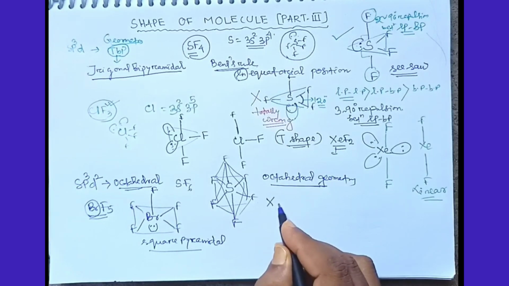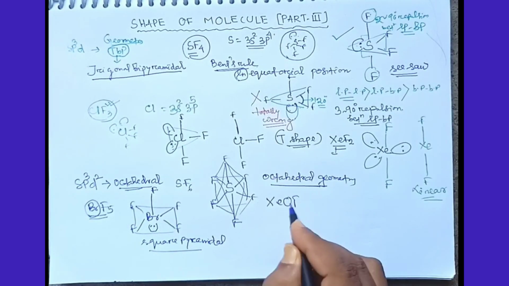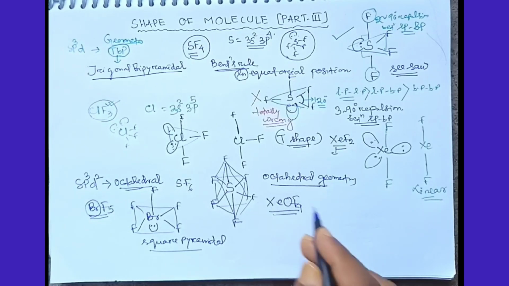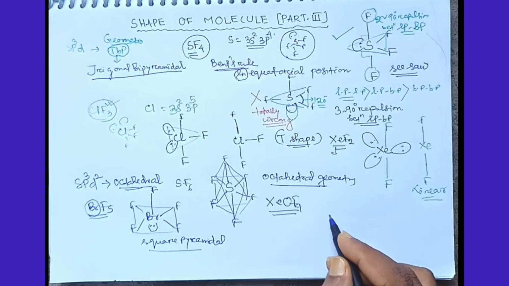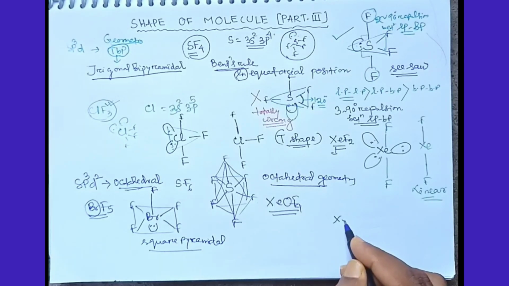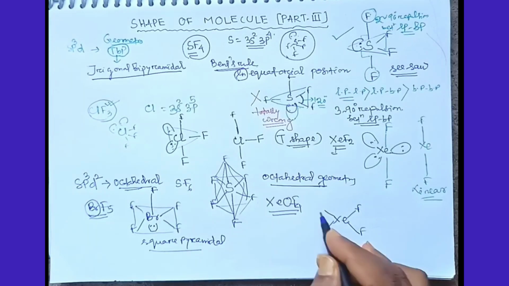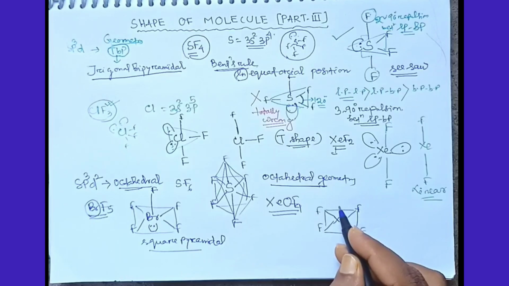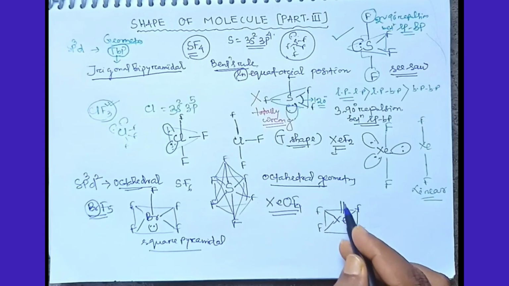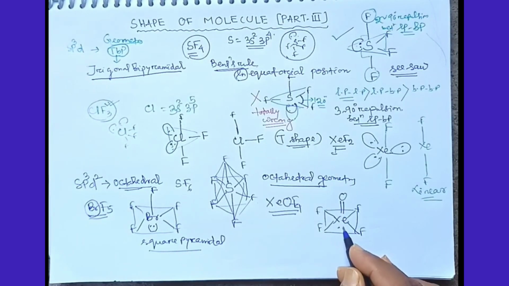The next is XeOF4. Here also xenon, a zero group element, has 8 outermost electrons. So we will put the xenon in the central part and 4 fluorines in the square plane, and 1 O in the axial position and 1 lone pair below the plane. So this is XeOF4.